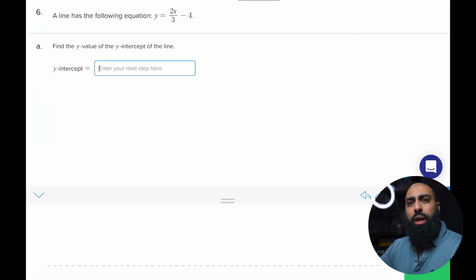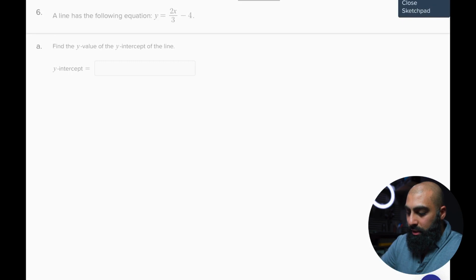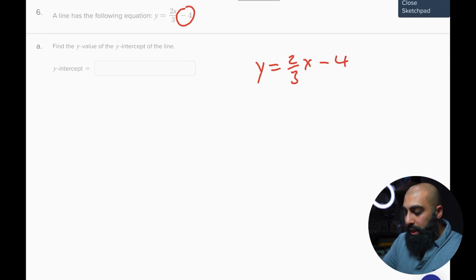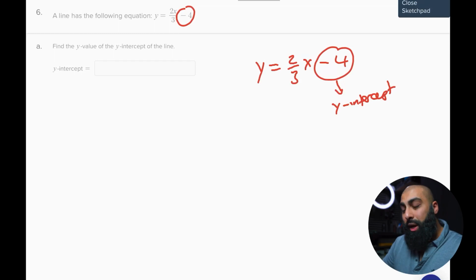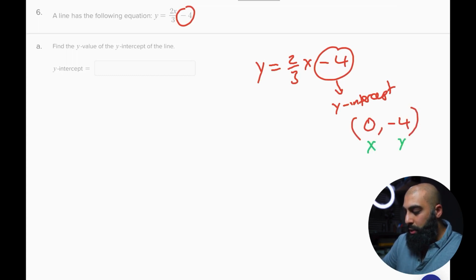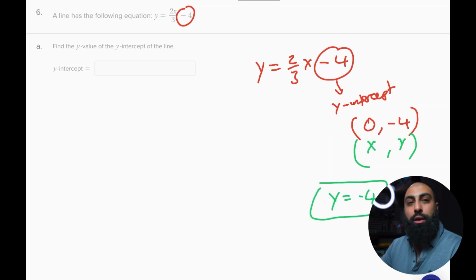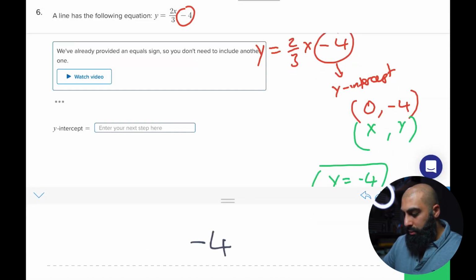It says a line has the following equation, y is equal to 2/3 x minus 4. Find the y value of the y-intercept of the line. Again, a very nice, easy question. In y is equal to 2/3 x minus 4, this is my y-intercept. Remember, the y-intercept has two components to its location, the x and the y. Here we're going to write y is equal to minus 4. That's the y value of the y-intercept. So let's write this down here, minus 4.